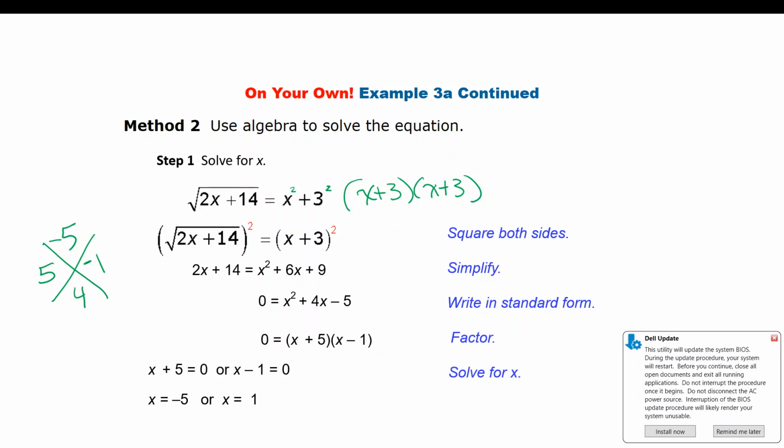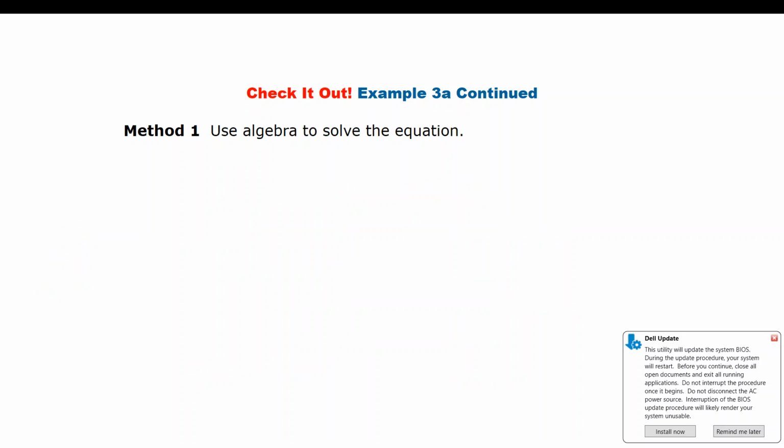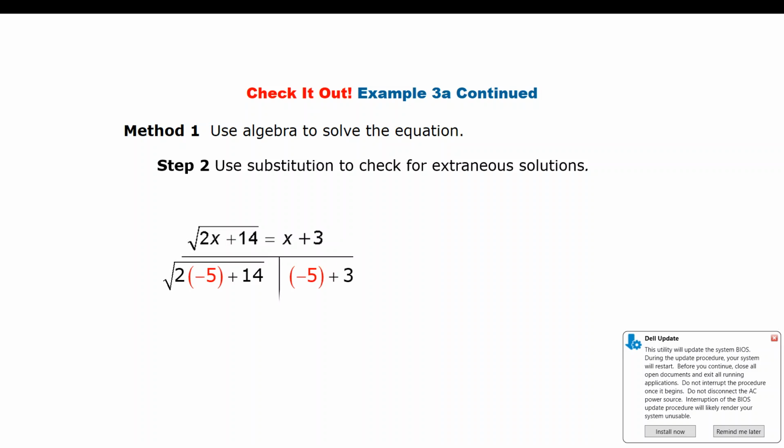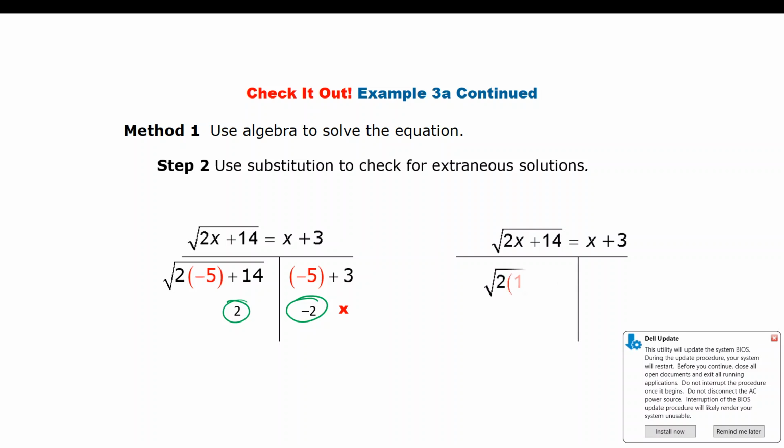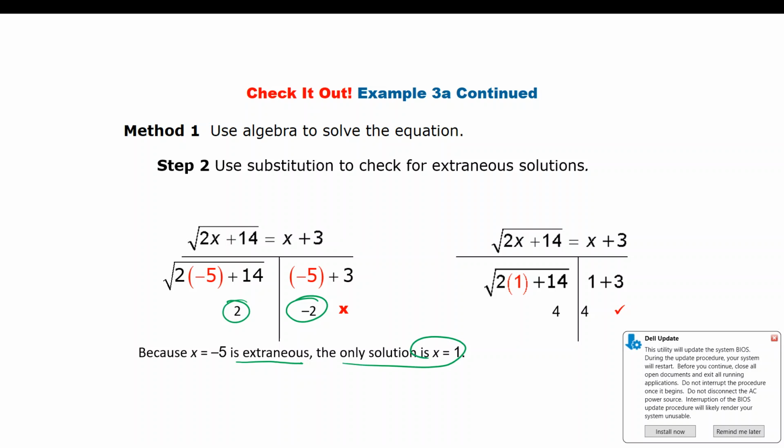So next we have to check it algebraically to see if there are any extraneous solutions. Using algebra, we're going to substitute for our x, and in the first side we fill in with -5, and notice 2 does not equal -2, so that one cannot work. But when I fill in with x equals 1, 4 does equal 4, and that one does work. So because x equals -5 is extraneous, the only solution is x equals 1.